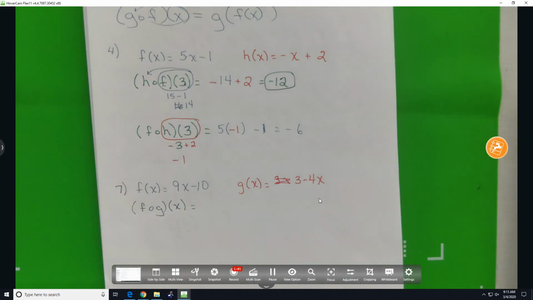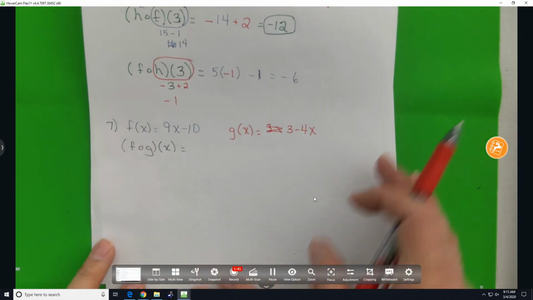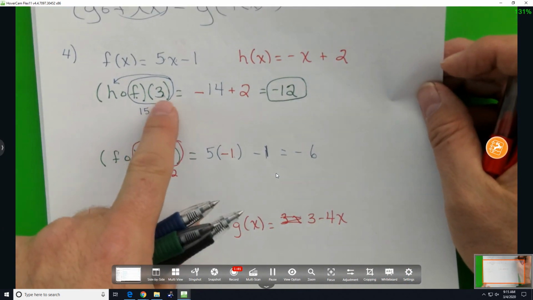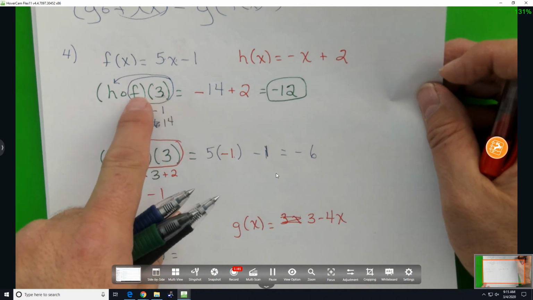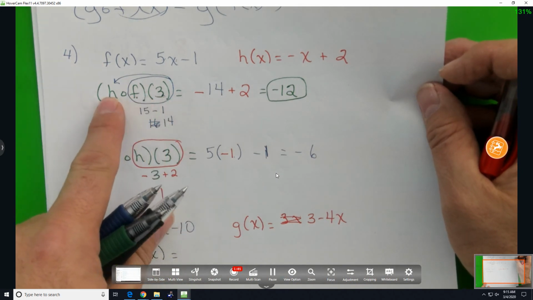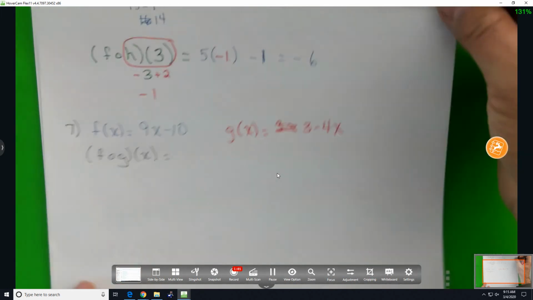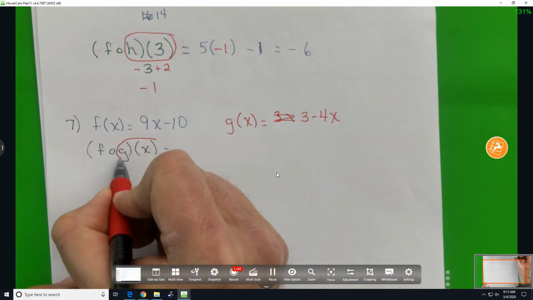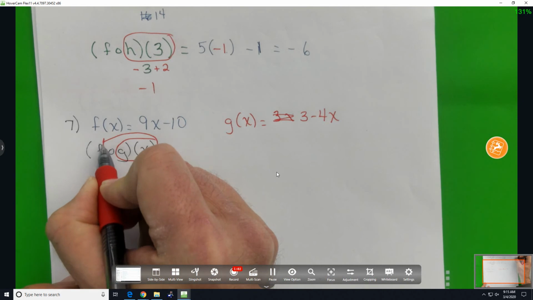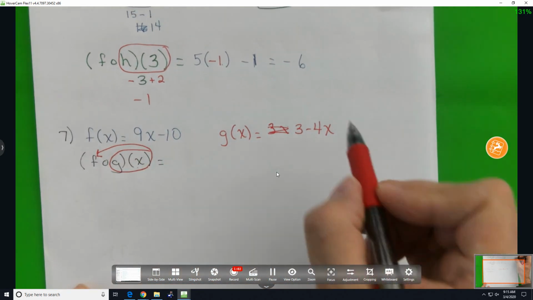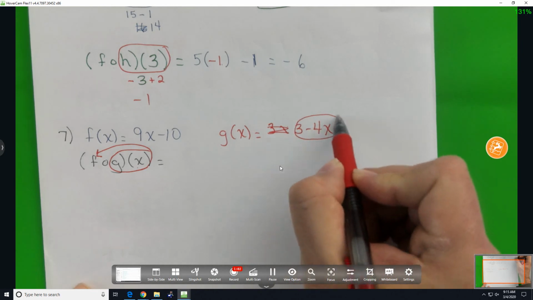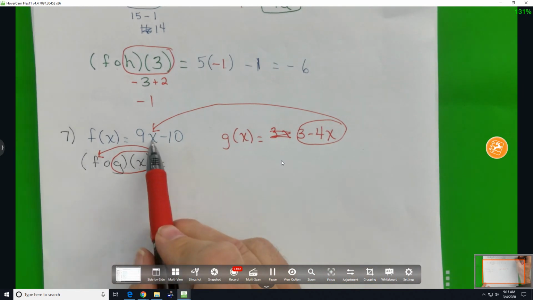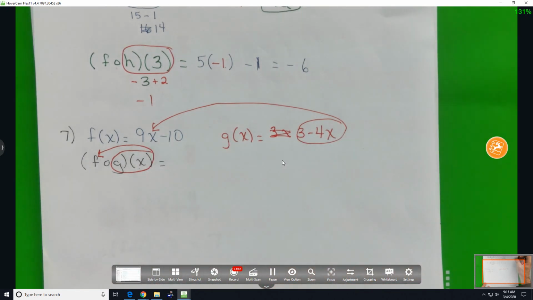So how does this problem differ from the other ones? Well, like on number 4, there was a number. So you take the number, plug it into the function beside it, take that answer, plug it into the function beside it. But if there's a variable here, then that means plug g of x into f of x. So I'm plugging g of x into f of x. In place of this blue x, I'm going to put this red 3 minus 4x.